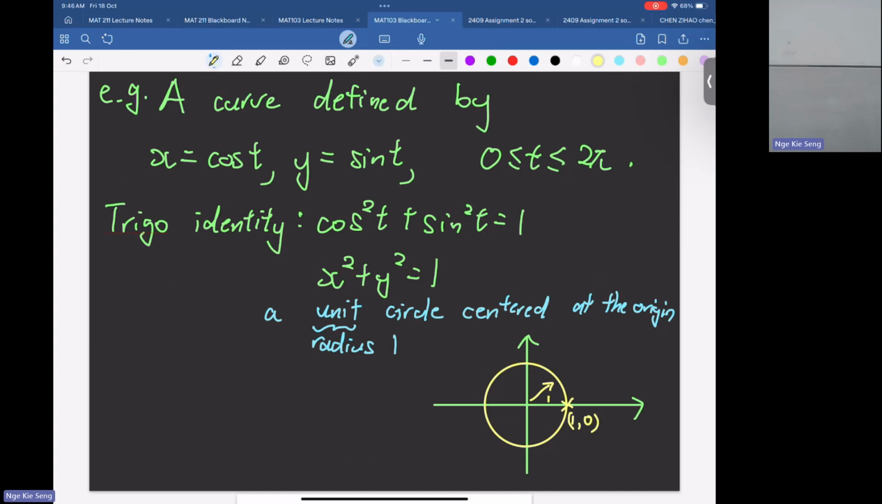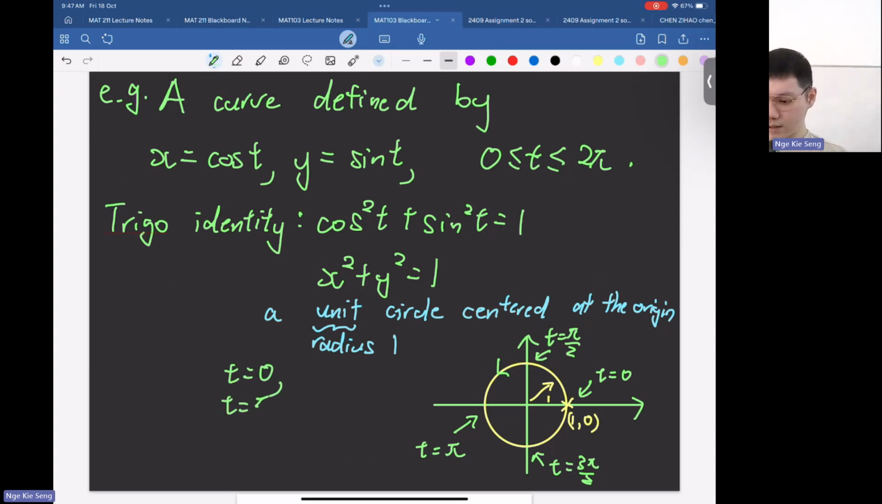You do the same substitution that we did just now, and then you can check that when t equals pi over 2, it is this point here, and when t equals pi it is the other point, and 3 pi over 2 is at the bottom here. Obviously, when t equals 0, it starts at (1, 0). So you need to compute for t equals 0, pi over 2, pi, and so on.